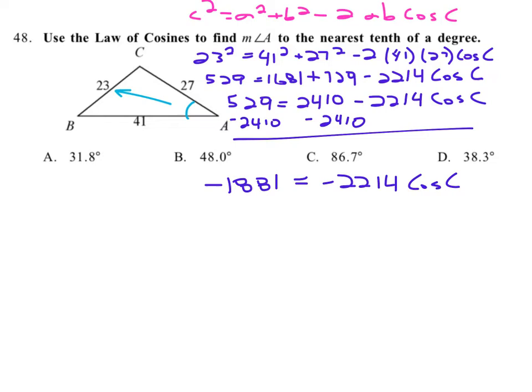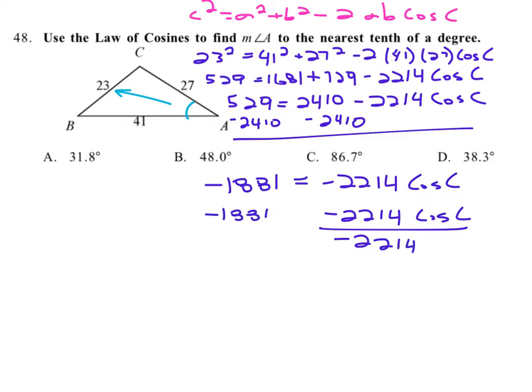And then in order to isolate the cosine of C, we take this side and we divide it by the number that's in front of it. And that means that we've got to take this side and divide it by the number that's in front of that cosine C as well. Divide both sides by the same thing. And you get cosine C is equal to this ratio.